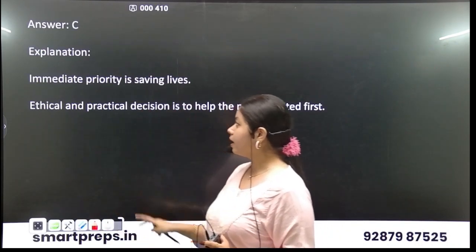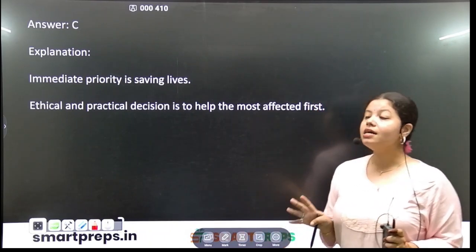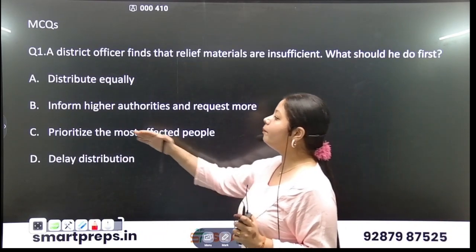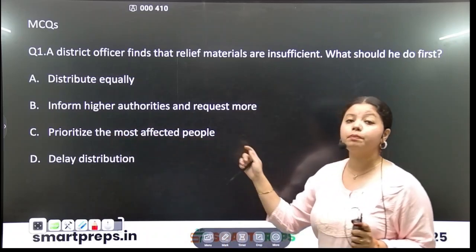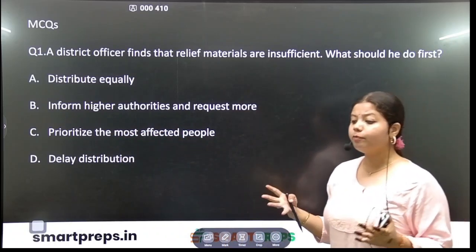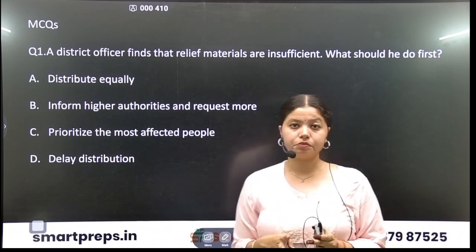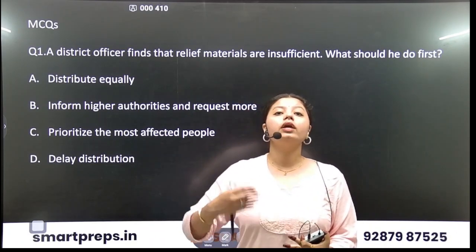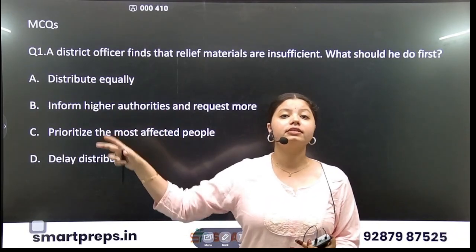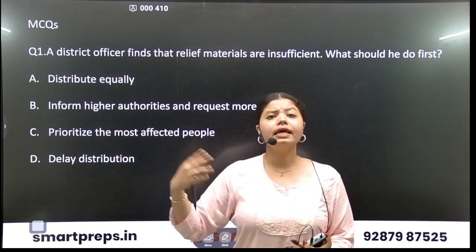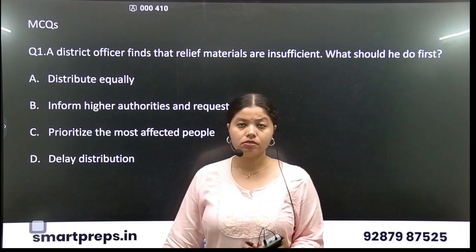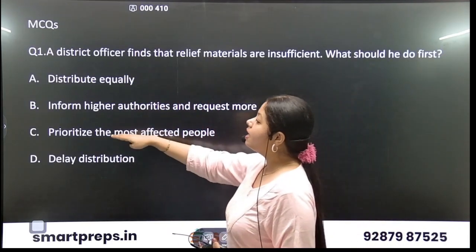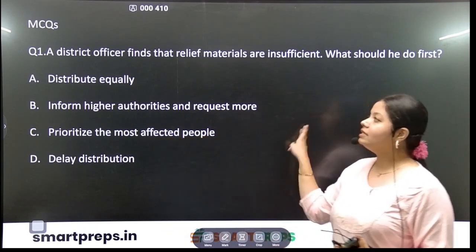Let's check the correct answer. The correct answer is C, prioritizing the most affected people. When the relief materials are insufficient, whatever materials are there, first we need to prioritize the most affected people. Then later we can think about the others. So the answer is C, prioritize the most affected people.